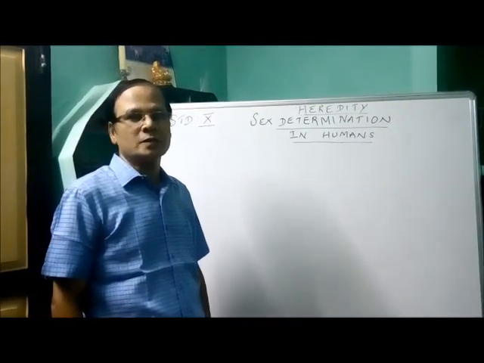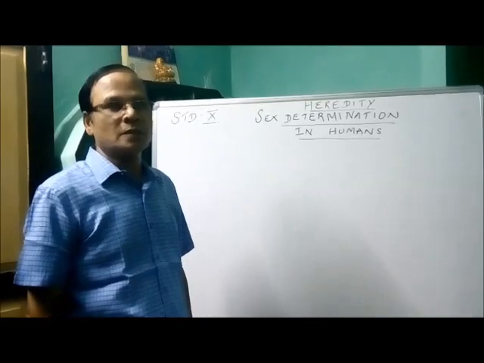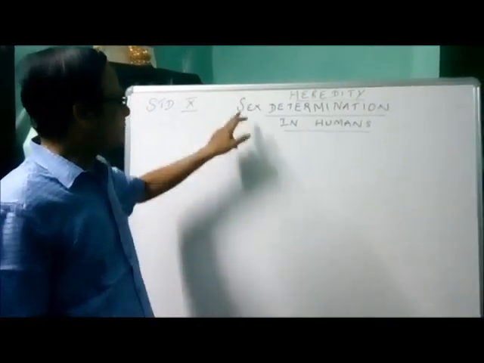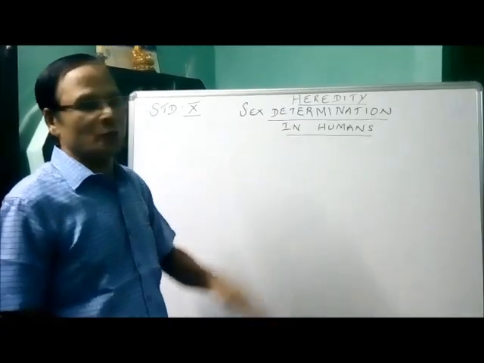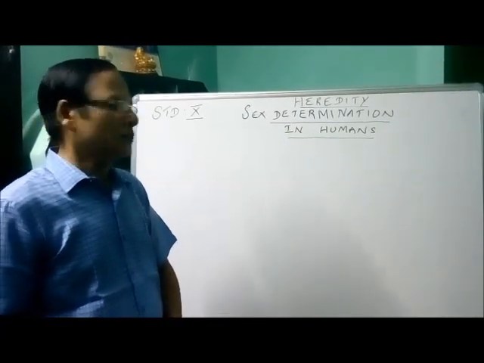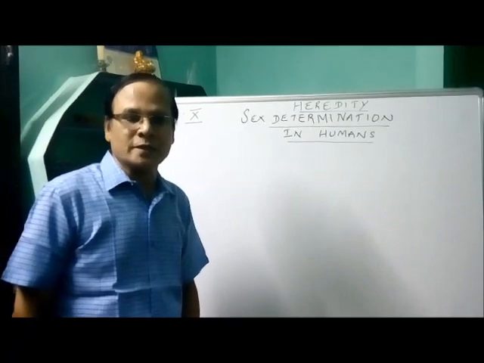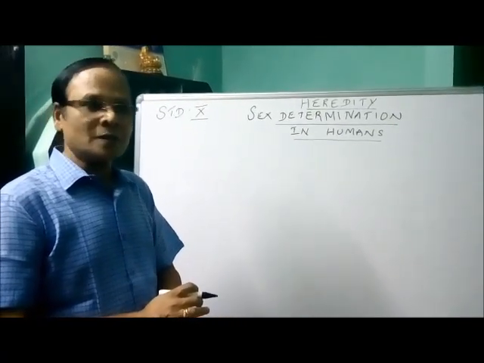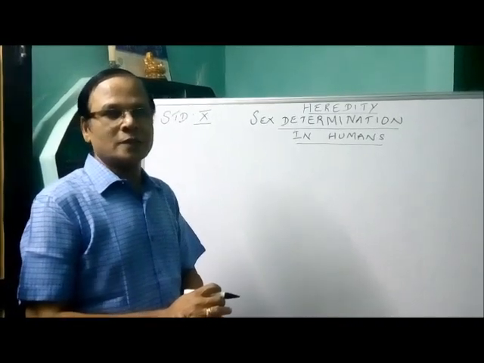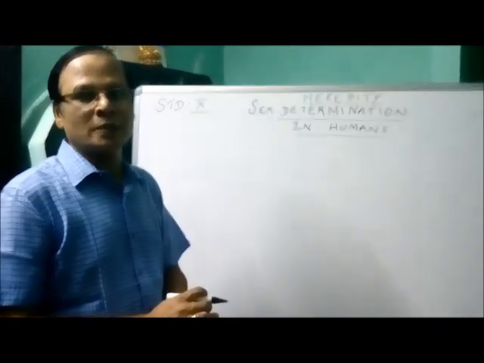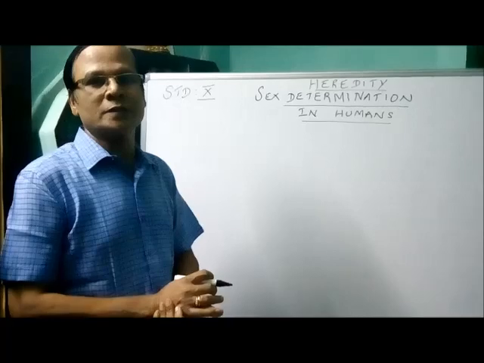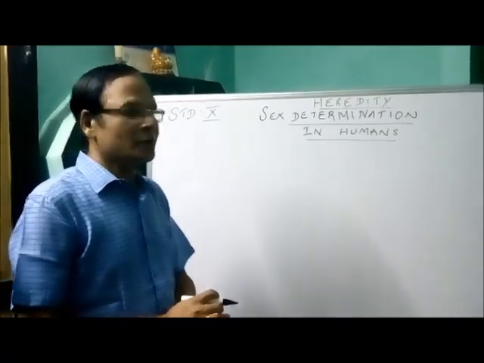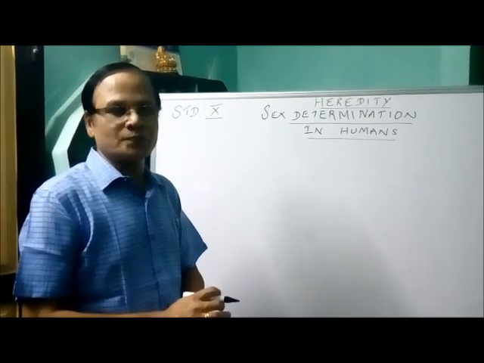Hi students, I want to discuss some more components of this lesson, heredity. So what is that? Sex determination in humans. Now, sex will be decided by the chromosomes in most of the cases. In some specific cases, sex will also be decided by some other components, for example the hormones, environment, etc. As per your syllabus, what is sex determination?